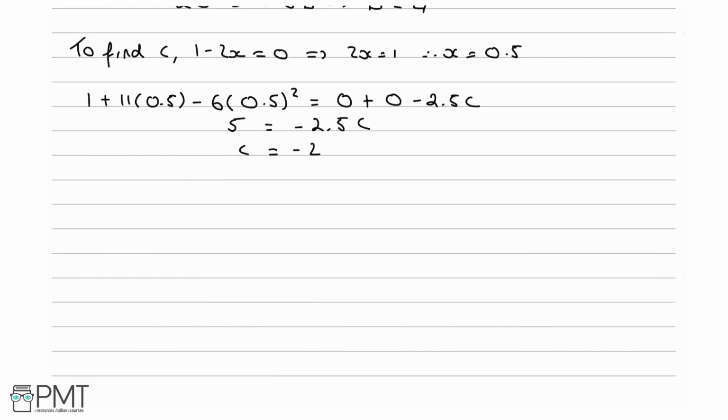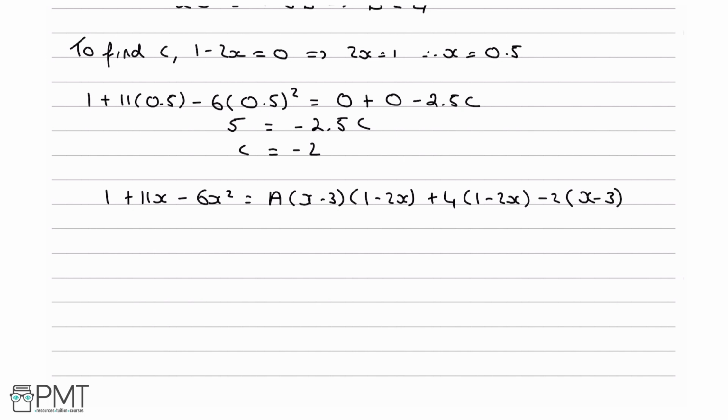So we know that 1 plus 11x minus 6x squared equals a(x minus 3)(1 minus 2x), plus b, and we said b is 4, so plus 4 times (1 minus 2x), and then plus c, but c is minus 2, so minus 2 times (x minus 3), okay?